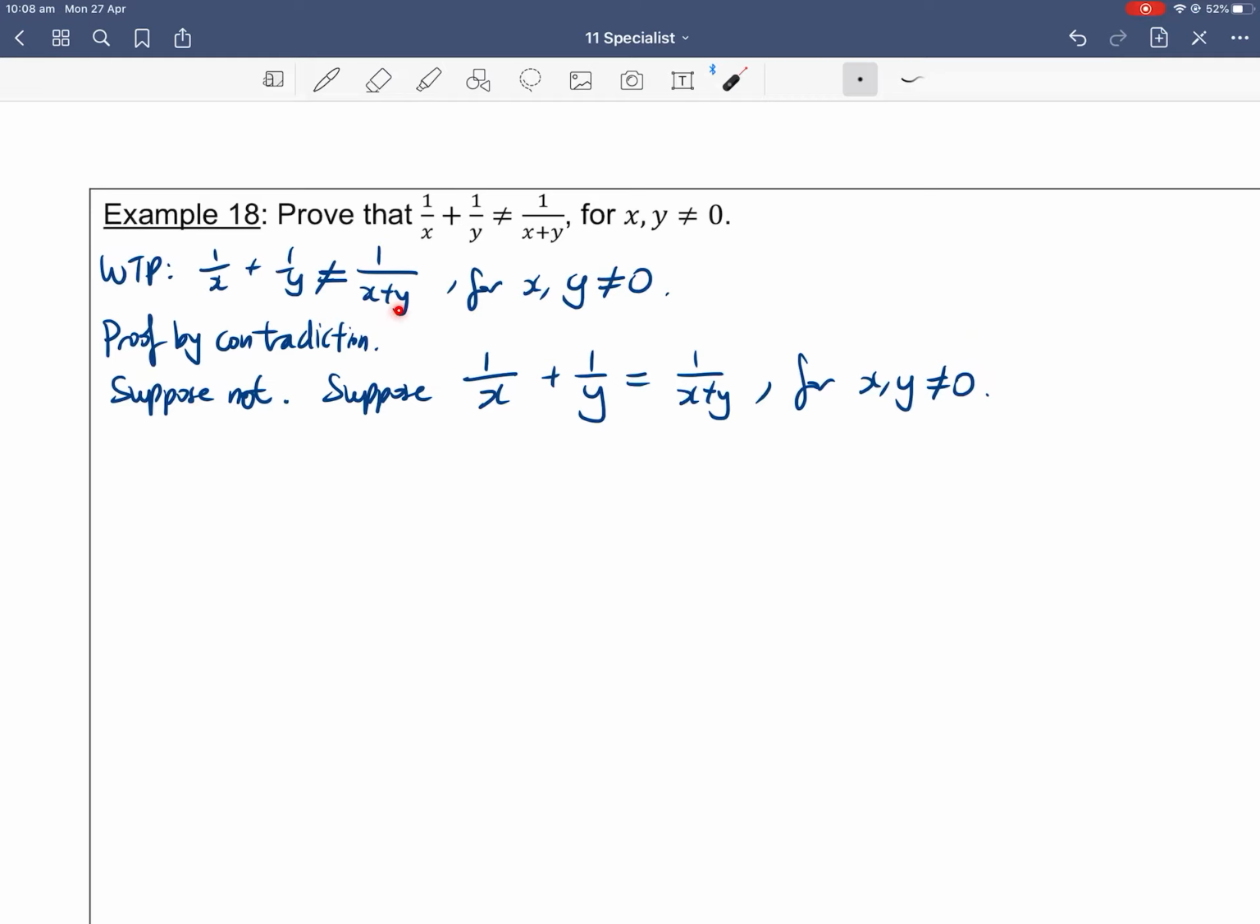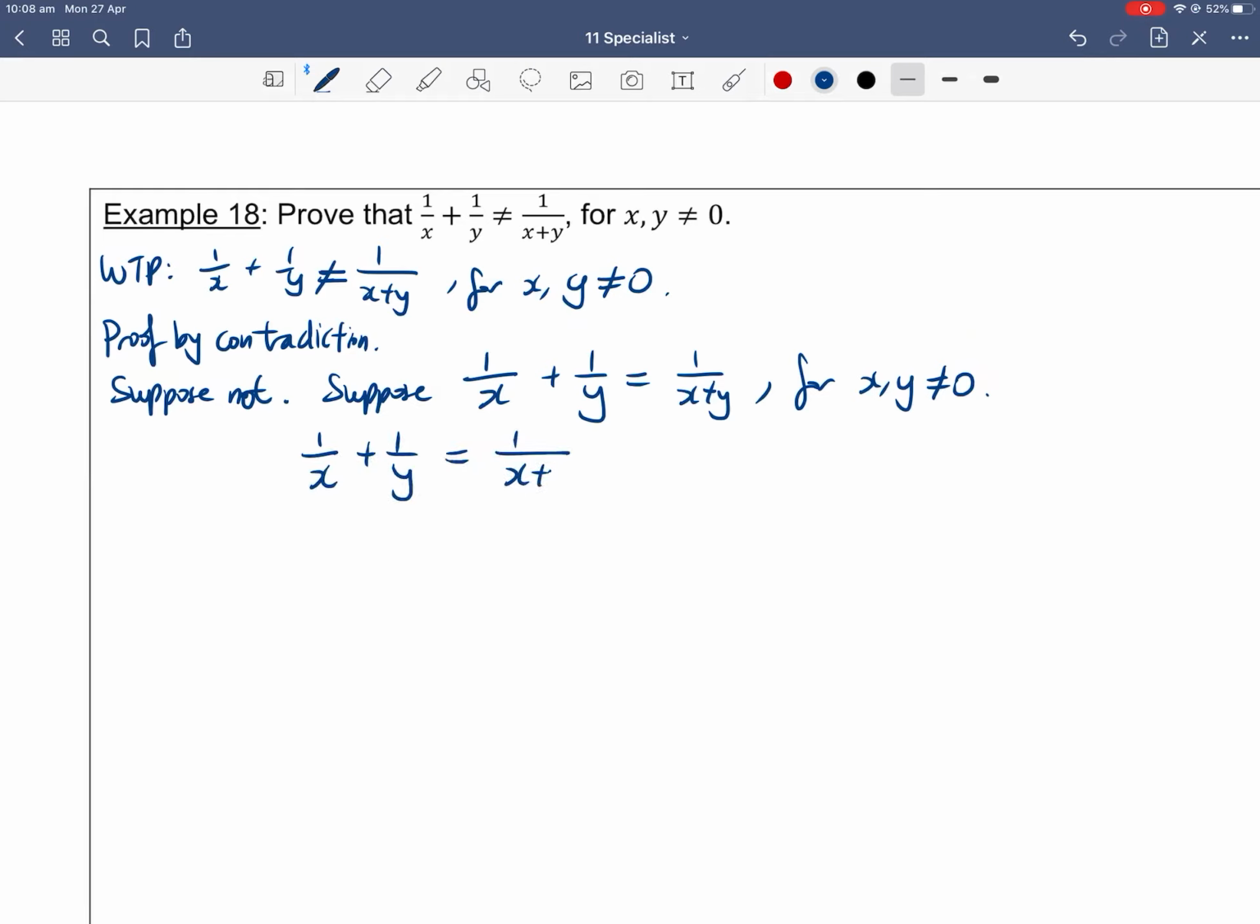So contradiction says, this is our original statement, which we want to prove. So suppose that our original statement is false. So the opposite happens. So suppose that this equals the right-hand side for non-zero values. We need to show that if we make this assumption, then it leads to a contradiction, which means this assumption is false, which means our original statement must be true.